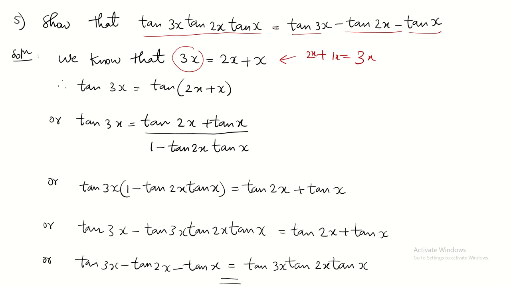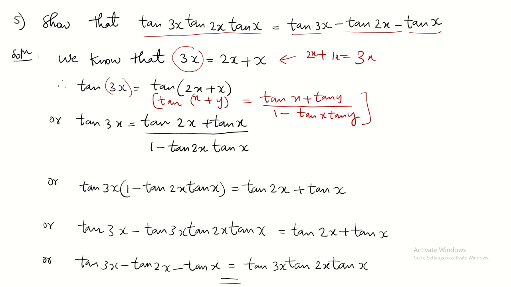Now in your question you are having tan. So I'll include this term tan on both sides. Tan of 3x, tan of 2x plus x. This is tan of x plus y. If you use the formula for tan of x plus y, what is the formula? Tan x plus tan y divided by 1 minus tan x tan y. This is the formula for tan of x plus y.